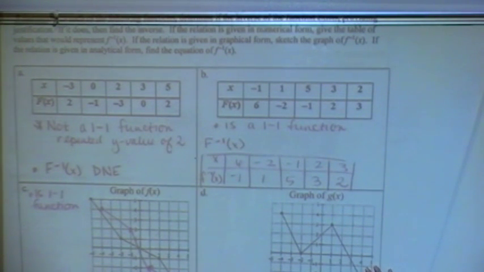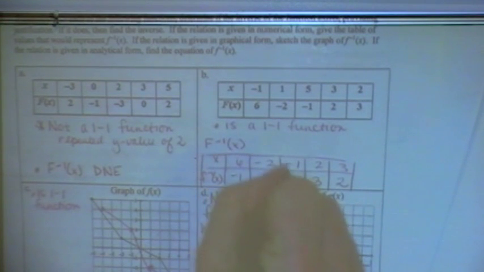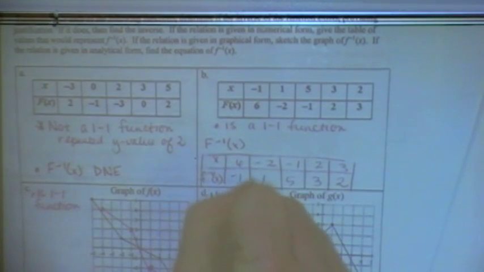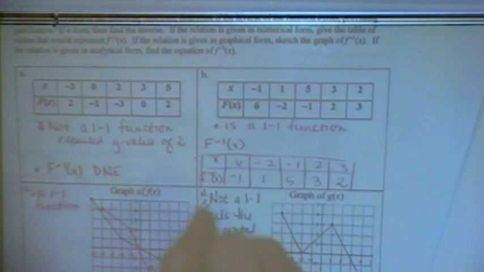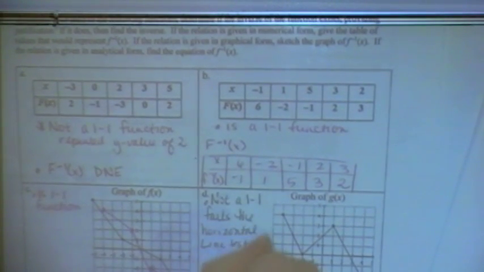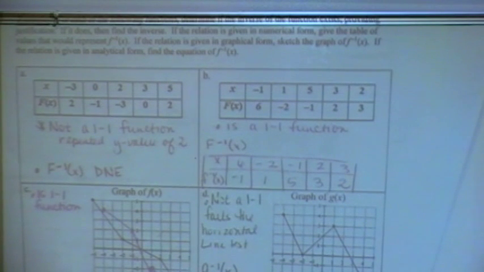D, is it a one-to-one function? No, because it fails the horizontal line test, so I'm just going to say not one-to-one. Fails the horizontal line test. So g to the negative 1 of x, DNE, does not exist.